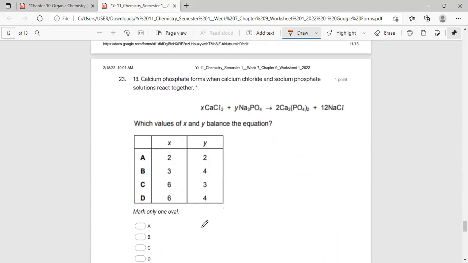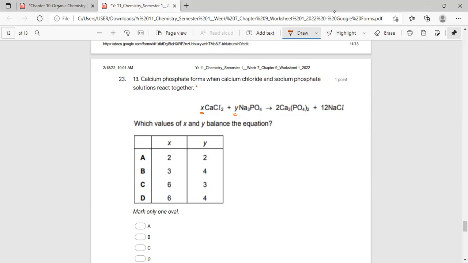Question number 13. Calcium phosphate forms when calcium chloride and sodium phosphate solutions react together. Which values of X and Y balance the equation? Basically, here you're only going to balance the equation. So let's see how you can balance it. You need to find out X and Y. Let's find out X. X is for calcium.